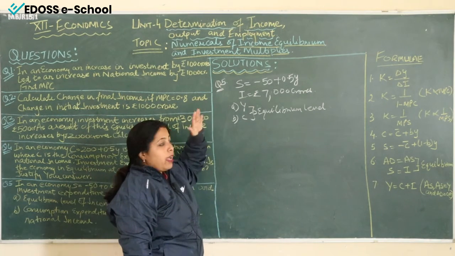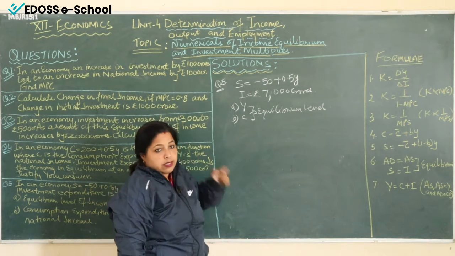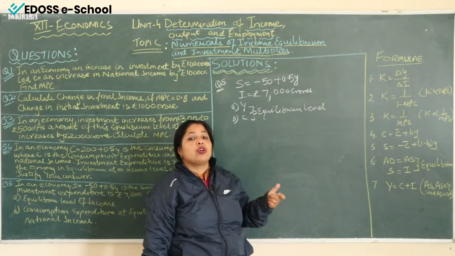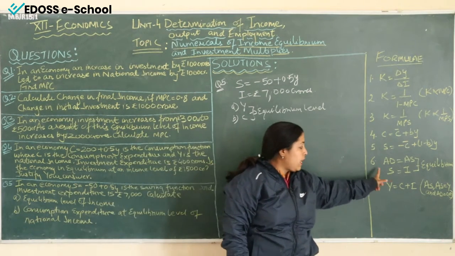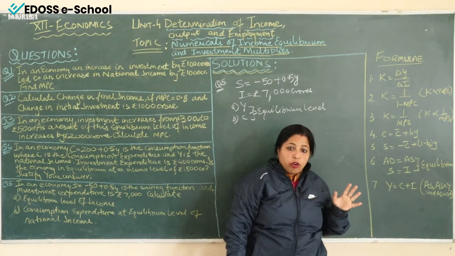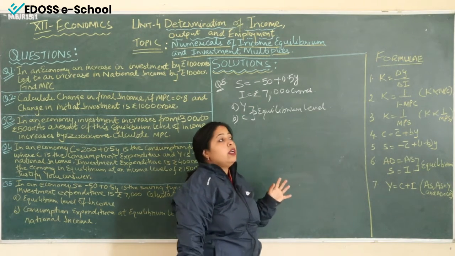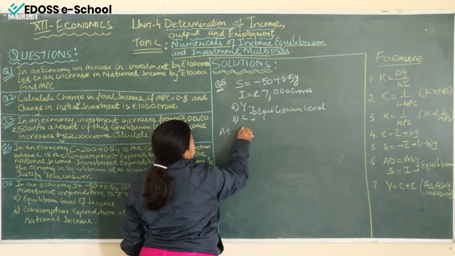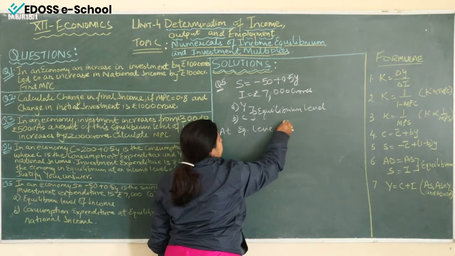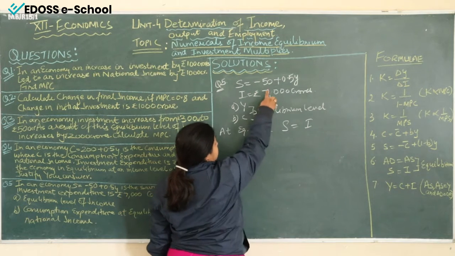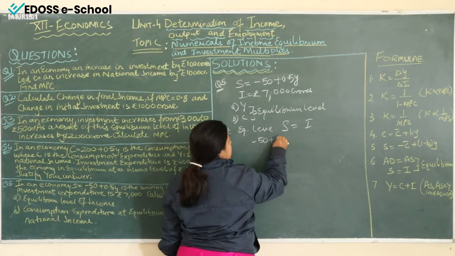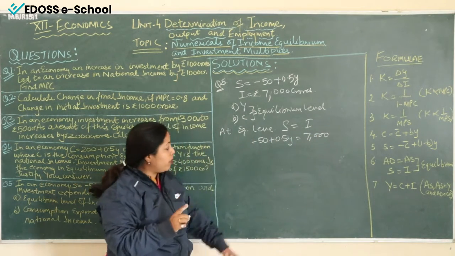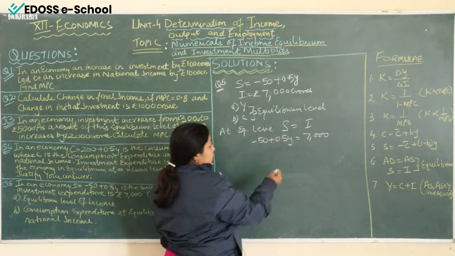So we have to calculate Y and we have to calculate C, and what is given to us? S. When the saving function equation is given, we can make use of the second approach of equilibrium, that is S equal to I. So according to equilibrium level, saving is equal to investment. So let us take that. At equilibrium level, S is equal to I. So S here is minus 50 plus 0.5y and I is 7,000. When we solve it, we will get the value of y. Fine. So let us solve it.